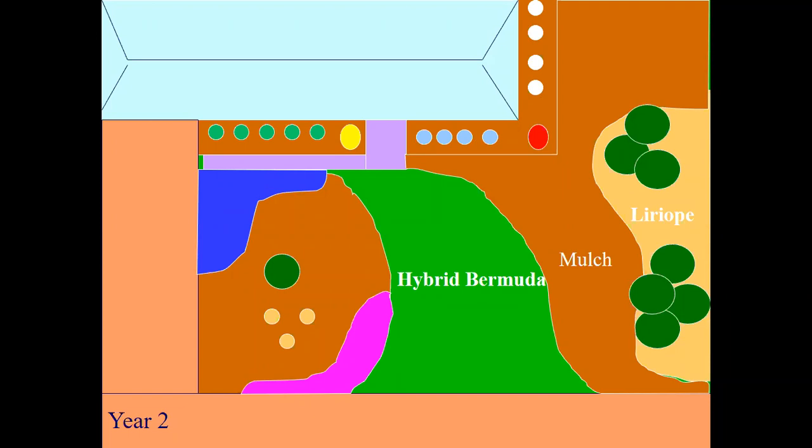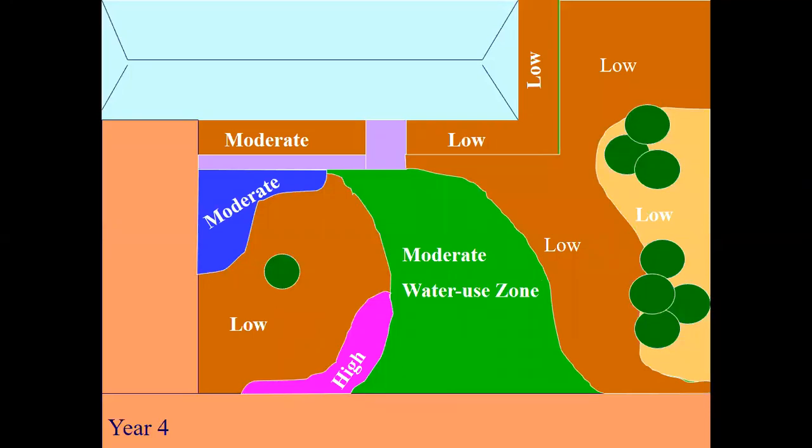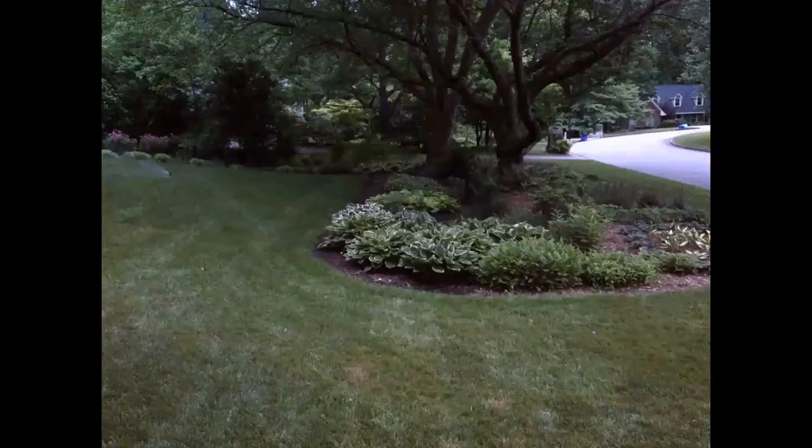Whereas, as I mentioned earlier, tall fescue needs a lot more water during the summer months. There you go. We've reduced that down to only the high water use zone is where those annuals are. So take a look at this right here.